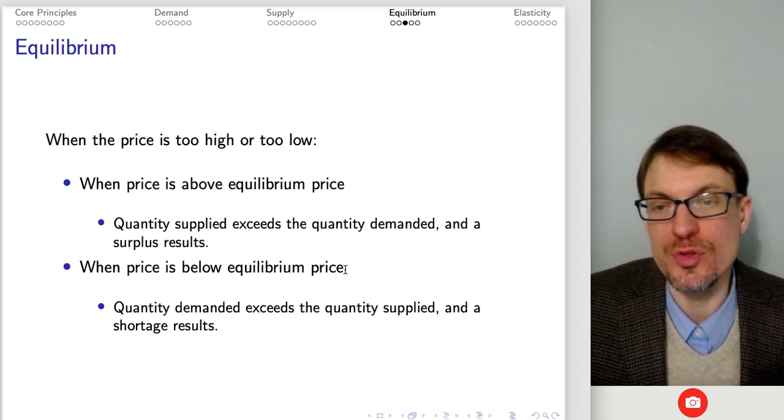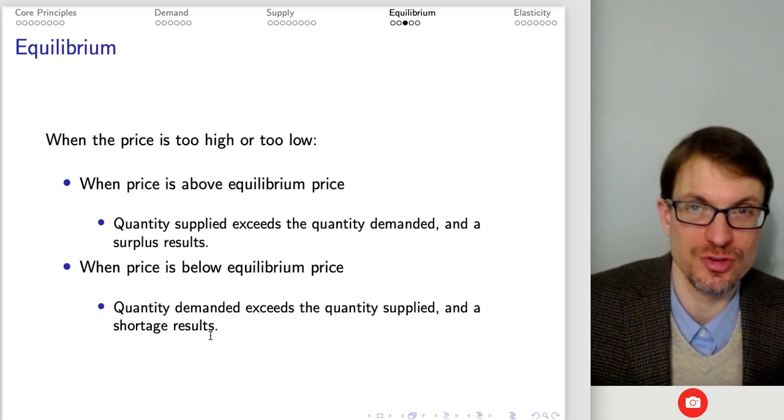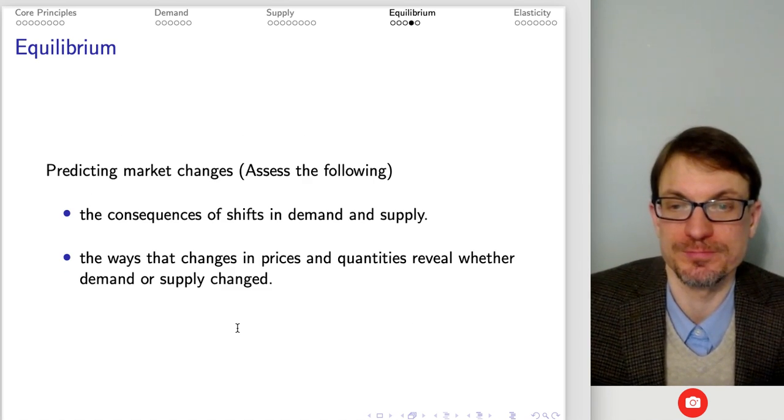When price is below the equilibrium price, quantity demanded exceeds the quantity supplied. Now we've got a shortage. Buyers want to buy more than is available, so that's a shortage.